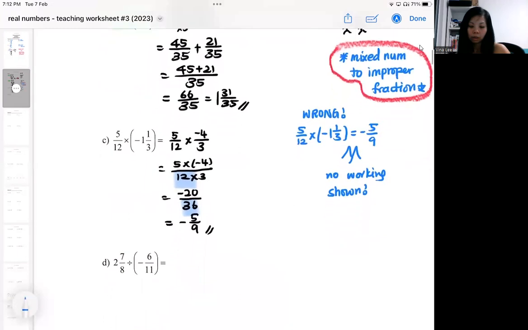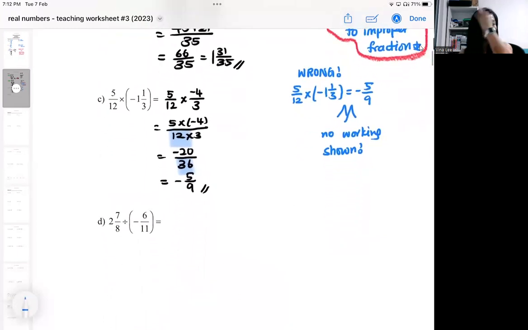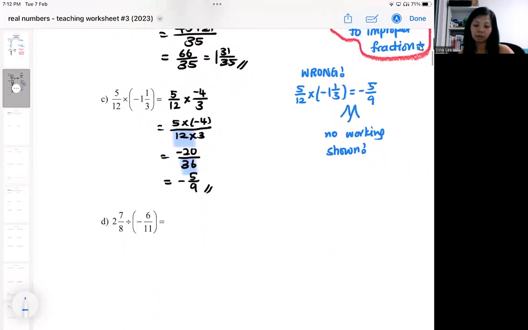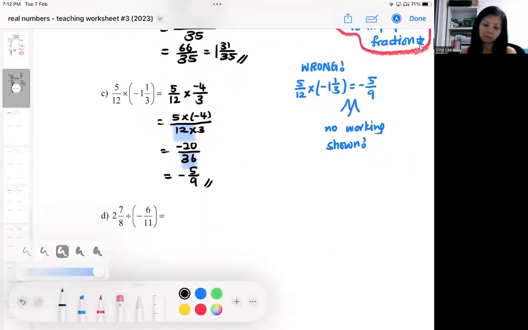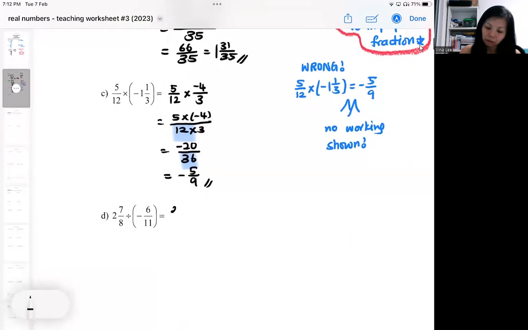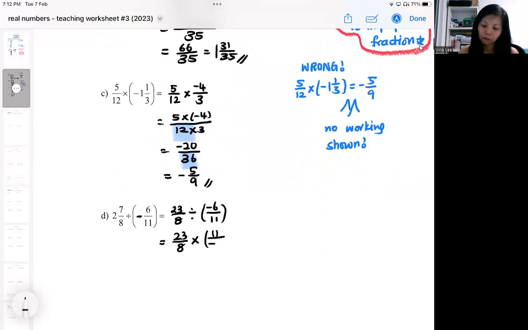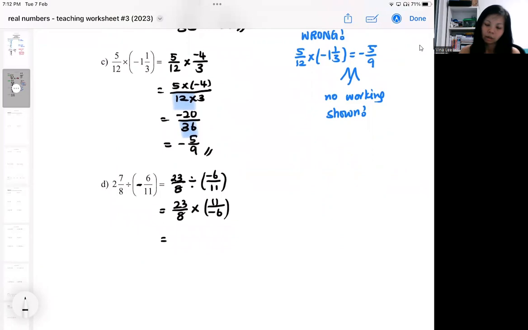Okay, so here comes the divide. So the divide is the reciprocal that I mentioned just now. And we also see a mixed number. So we change the mixed number to improper. And the negative sign belongs to the numerator. And remember, when you divide a fraction, you do a reciprocal. Flip it over, and it becomes a multiplication. Then you follow by top times top, bottom times bottom.